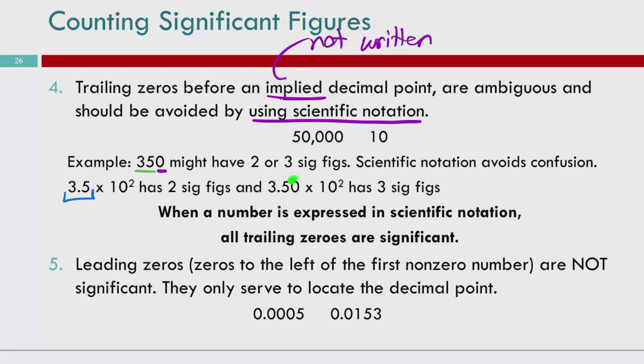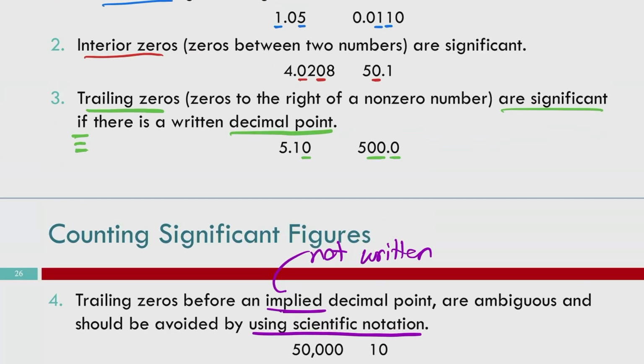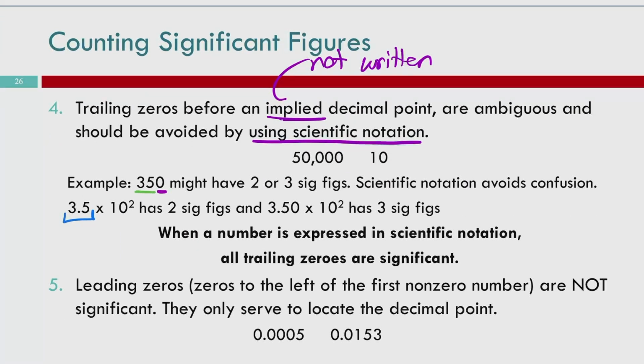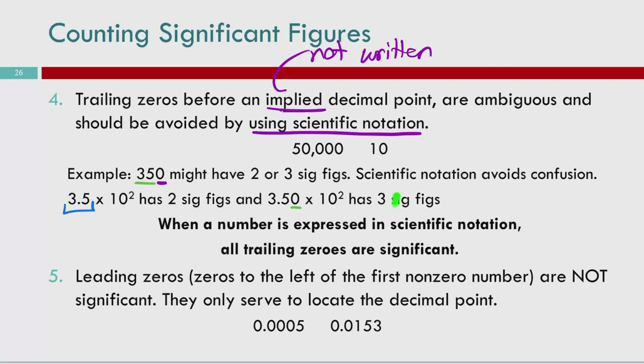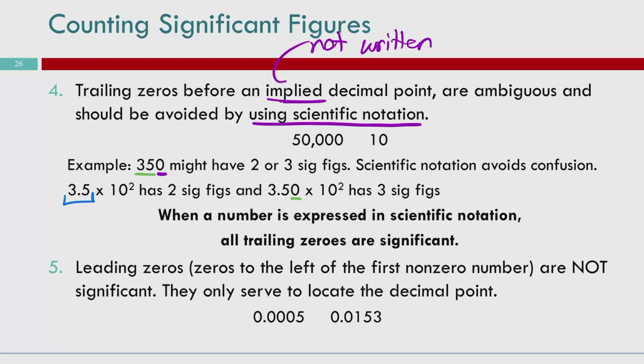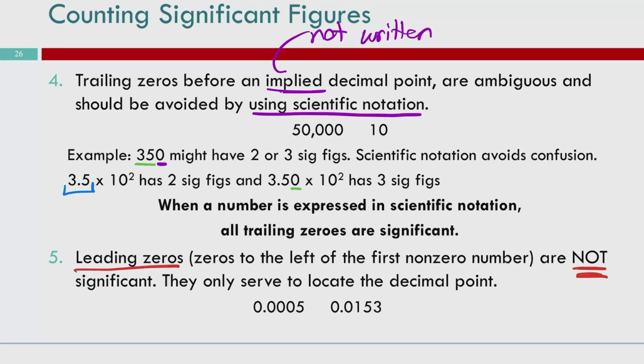If we wrote a trailing 0 after a decimal point, what color did I use for that? Oh no, I used green. It's fine, nobody cares anyway. 3.50 times 10 to the 2. This has 3 significant figures because we've got a trailing 0, and look at that, our written decimal point. So this is one of the weird areas of significant figures. And then another one, I think this is our last significant figures rule: leading zeros are not significant. They're never significant. They only serve to show us where the decimal point is relative to our first significant number.